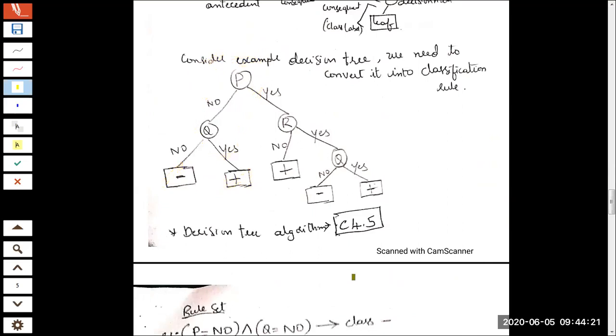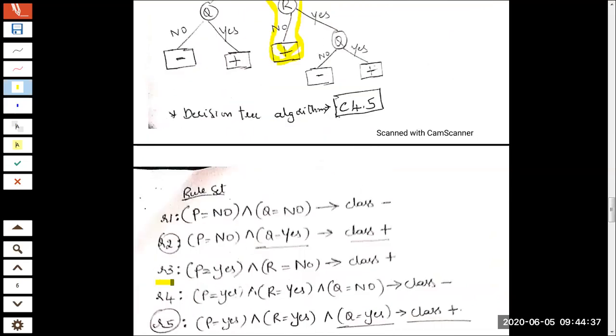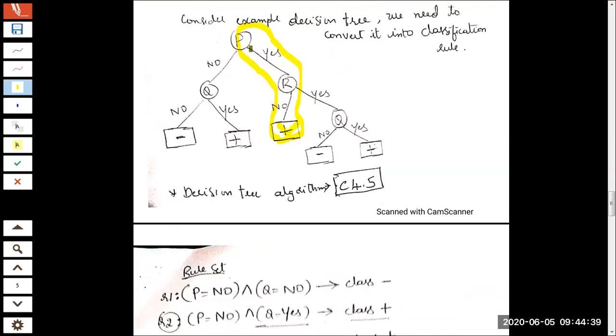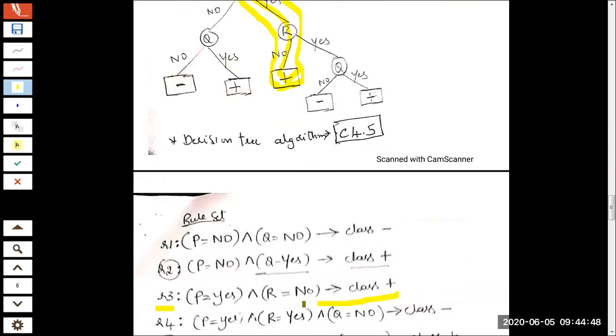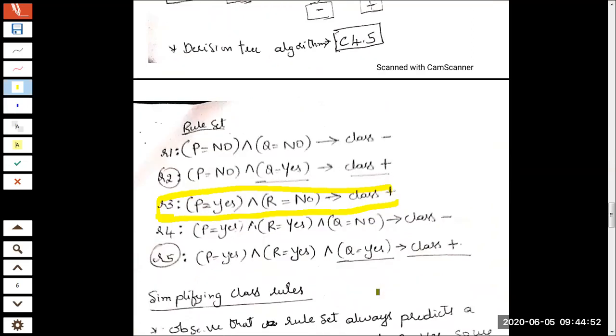Now I need to go to the third one. This is my third leaf node. To reach this leaf node, starting from the root, obviously this is the branch I need to take. So this will become my rule R3. You can see here, rule R3. If P equal to yes, I'll reach here. And if R equal to no, I will reach this specific leaf node. So this is the rule. This became rule 3. In similar lines, you can write the other rules.